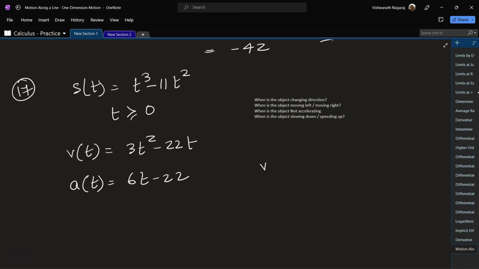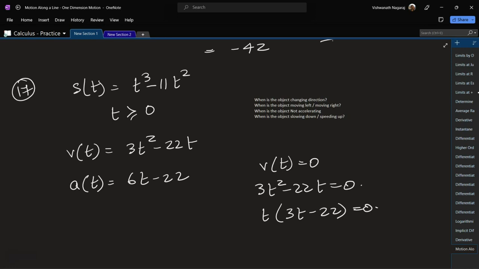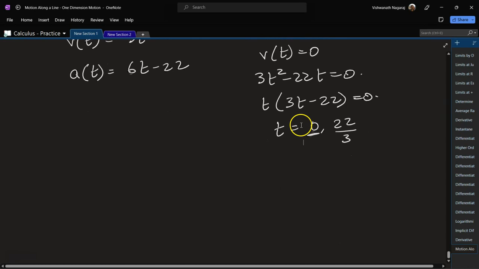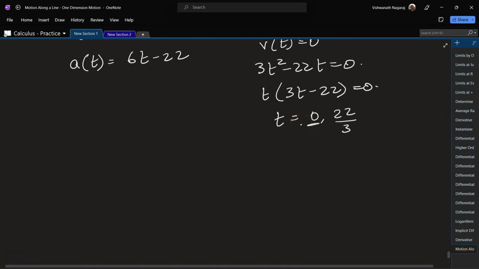We'll change direction when v of t equals 0. That means 3t squared minus 22t equals 0. We can take t common out. So t times (3t minus 22) equals 0. That means t equals 0 or 22 by 3. And 0 is on the boundary, so we can ignore that. So at t equals 22 by 3, the direction changes.